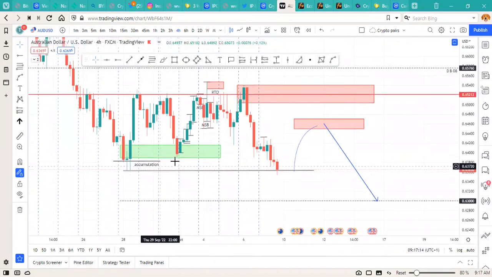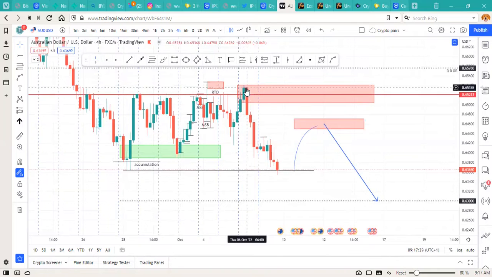Last week we saw an accumulation structure over here, and we expected the market to go back and break this order block. This is the 4 hours order block, and the market did that. It broke above this 4 hours order block, creating a high and a Judas swing. This was a Judas swing on Thursday, and after it created a Judas swing on Thursday, what did it do?